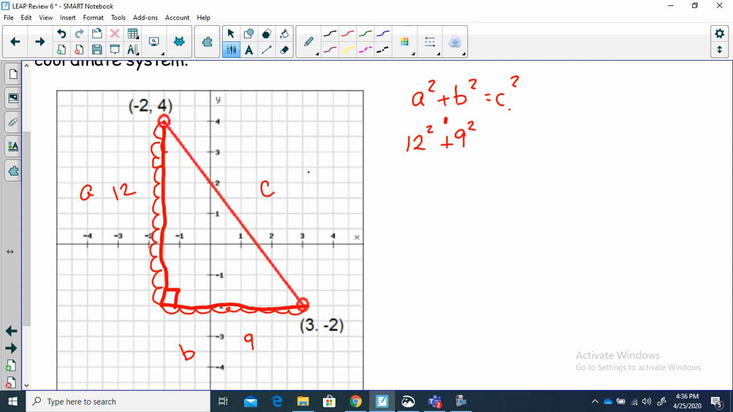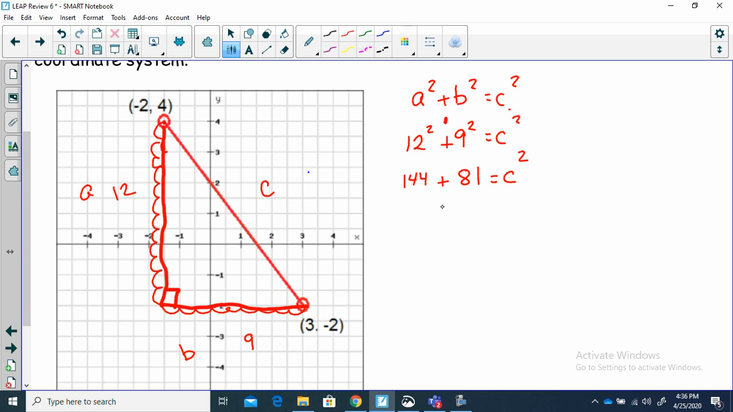12 squared plus 9 squared is equal to C squared. See, this is what we're looking for as our C. A right triangle. This is our side that's across from the right angle. 12 squared is 144, so we're going to substitute 144 in place of 12 squared. 9 squared is 81, so we're going to substitute 81 in place of 9 squared. And C squared, we don't have anything to substitute for. That's what we're looking for, is C.